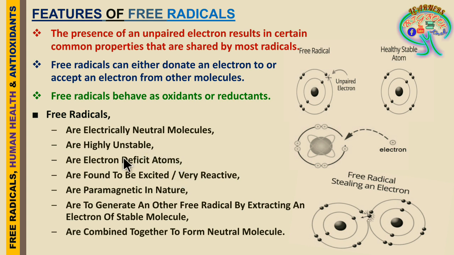Now here, free radicals are paramagnetic in nature. They deflect to the magnetic field on one side. Because of this one-sided deflection, it is called paramagnetic. When this free radical reacts with one more electron and becomes stable, it is called a diamagnetic molecule. There the paramagnetism is neutralized, so the molecule becomes highly stable.